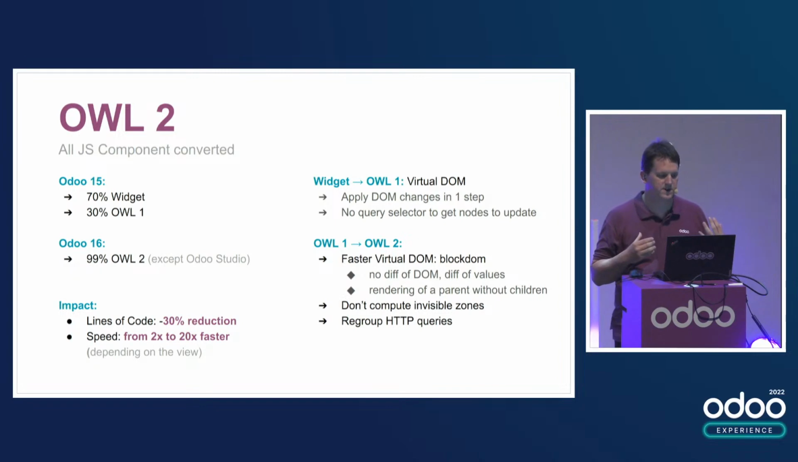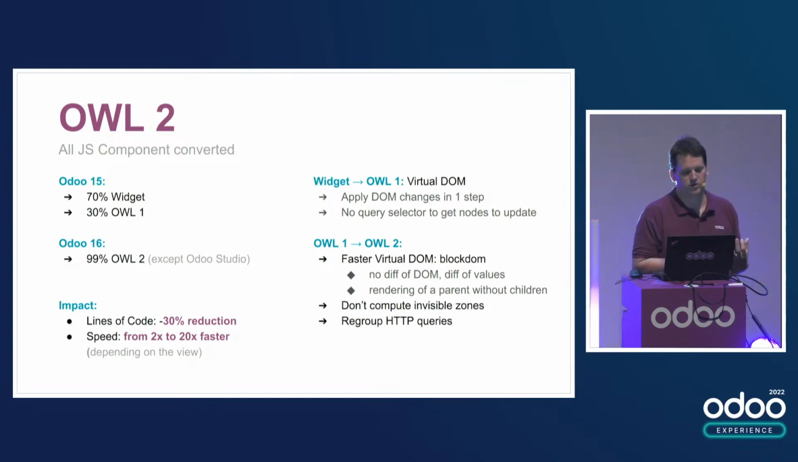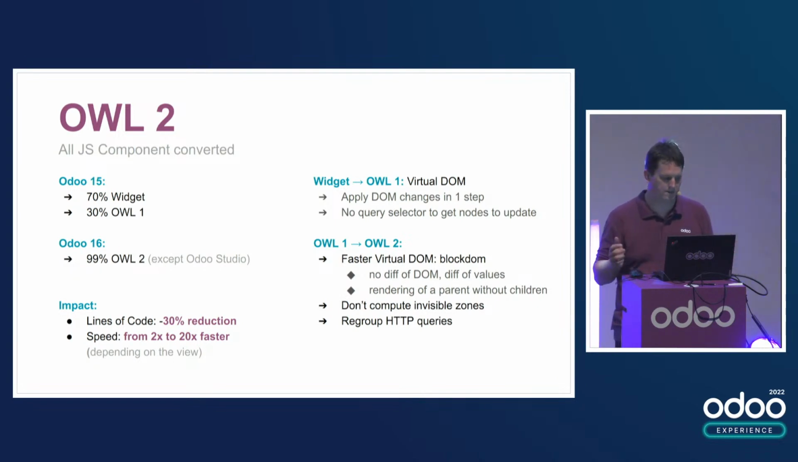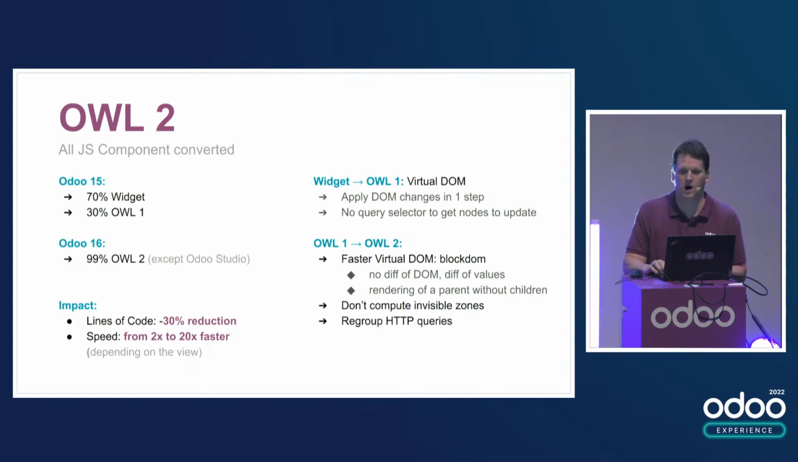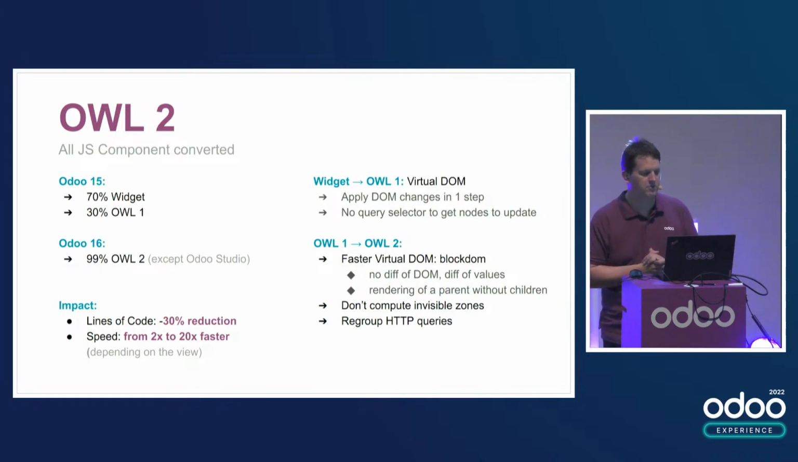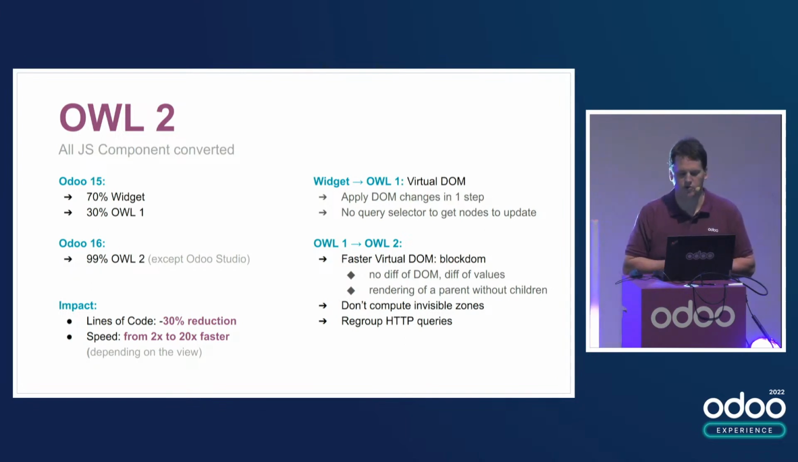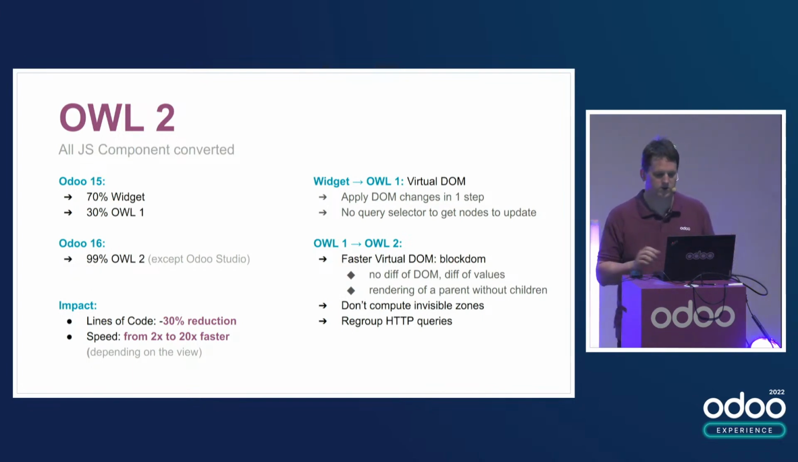In the past, in Odoo 15, we had 70% of the code implemented on legacy widgets, and 30% was on OWL 1. Now, in Odoo 16, 99% of the JavaScript code is ported to OWL 2. We have a few exceptions, but it's in very specific areas, like in Studio, where we still have to port the JavaScript code to OWL 2. The impact is a 30% reduction in the number of lines of code. So not only is it much faster, but it's also lighter. And the speed, depending on the screen, goes from 2 times to 20 times faster, depending on the view. Pivot view gets 20 times faster to render, and other views are 2 times faster.